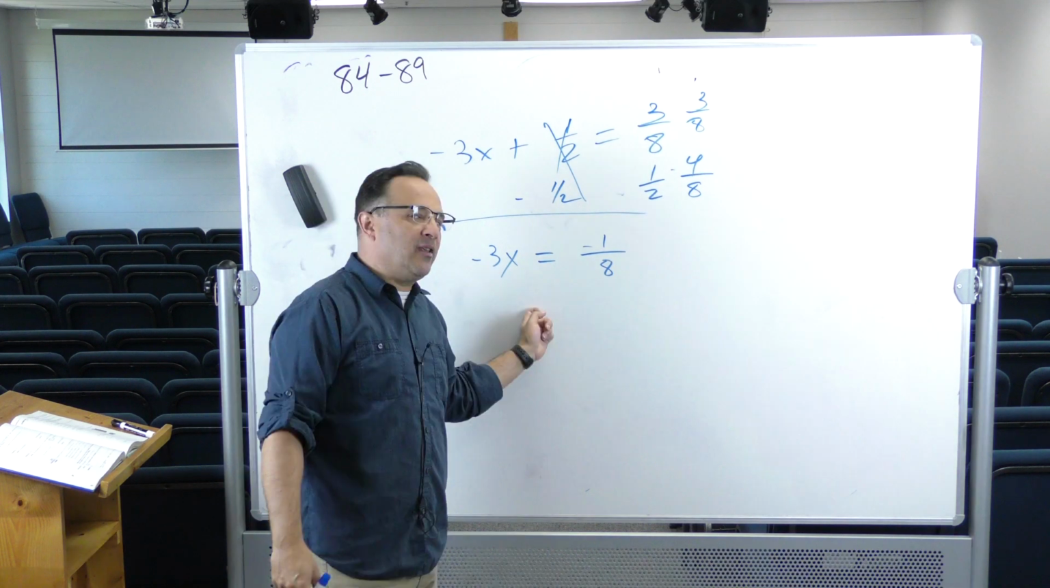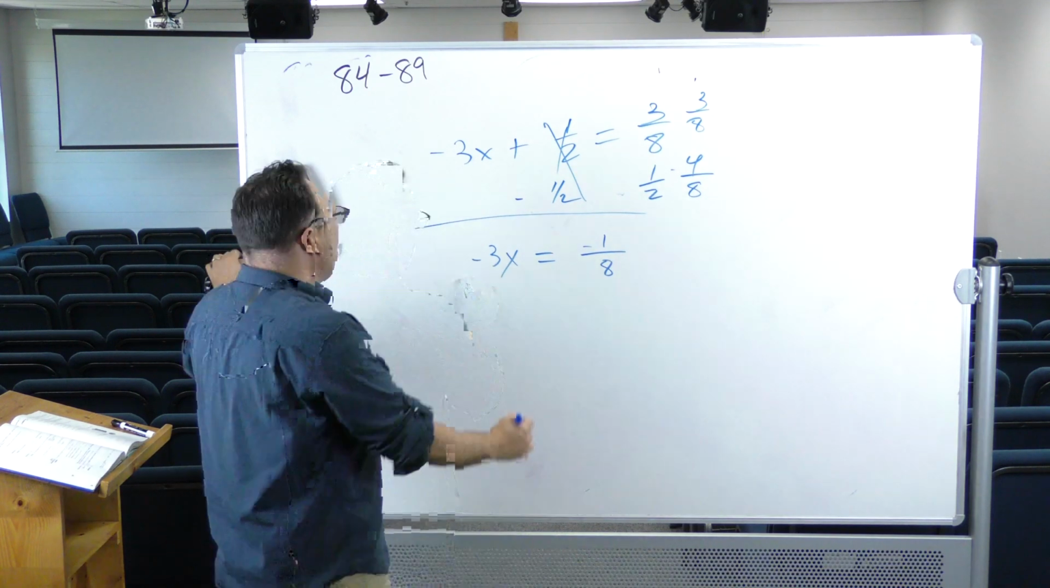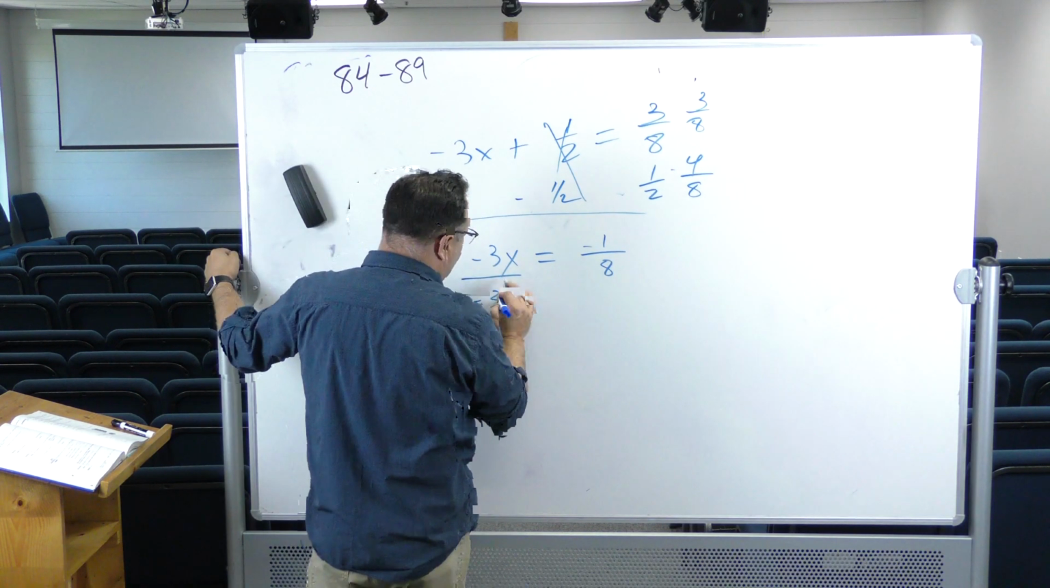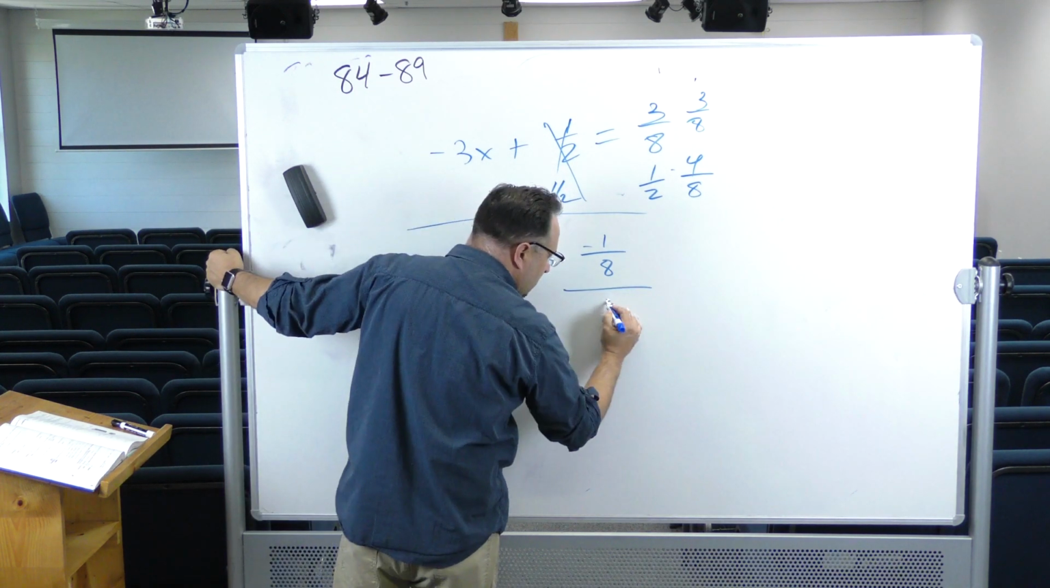I'll do it this way. I'll do it the other way just to show you how it works so you know. Here we're going to divide both sides by negative 3. When I do that, that cancels out. I have x by itself. I divide both sides by 3.